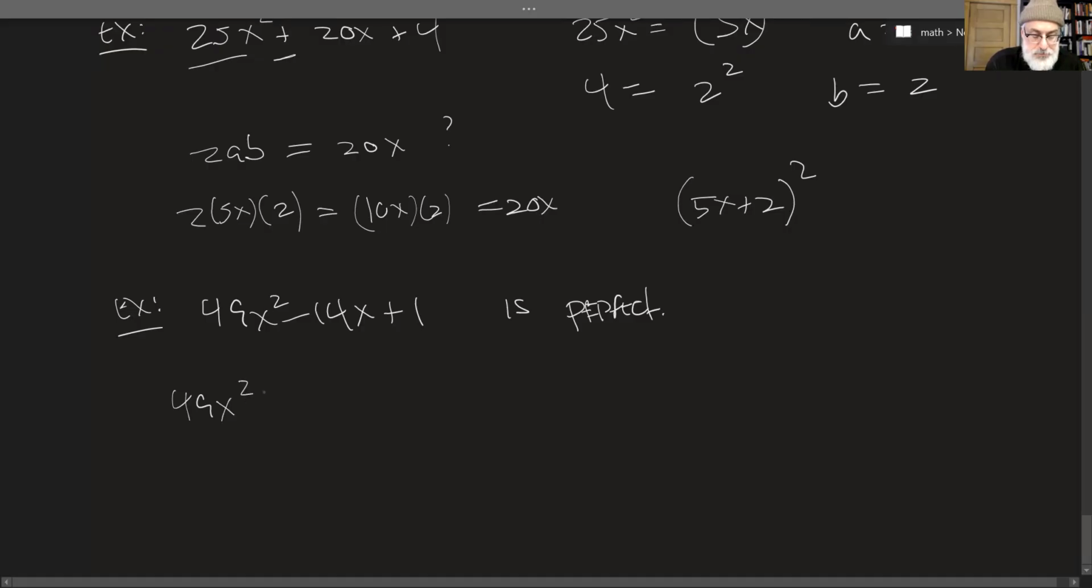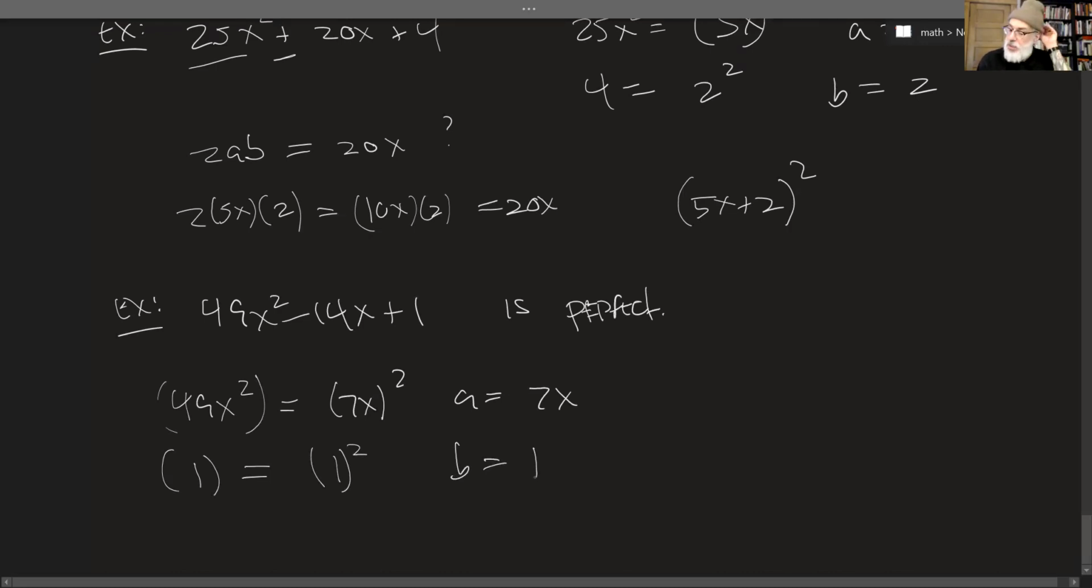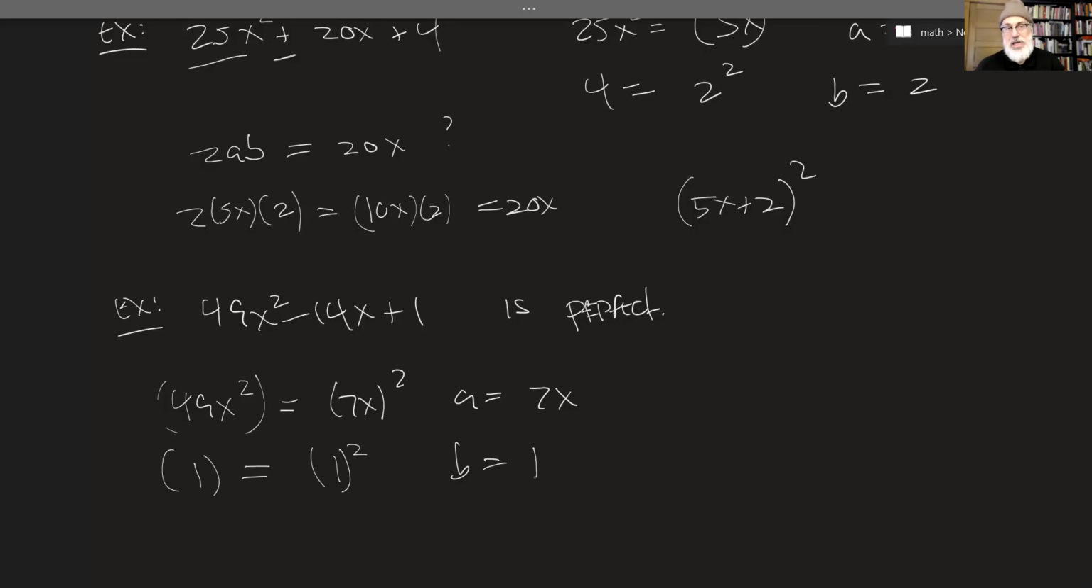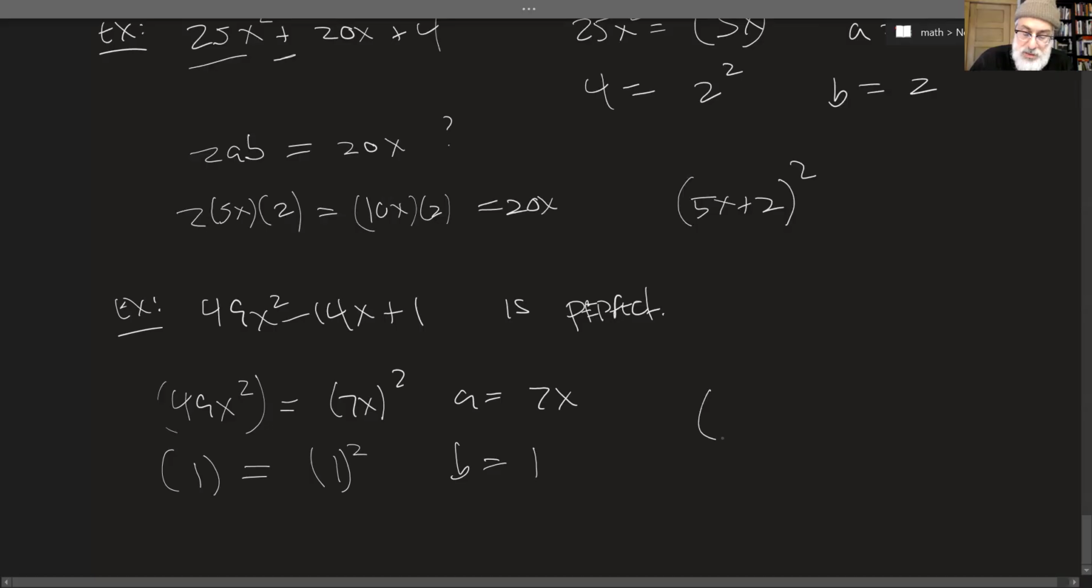So is this perfect? Well, we know we can write this as (7x) squared, where a is going to be 7x. And 1, well, 1 we could always write as 1 squared. Kind of cheating, but that's how it is. So that's b is 1. Now, 7x times 1 is 7x times 2 is 14x. So yes, we can use this form because the middle term works. So that means we can take (7x minus 1) squared. It's a factorization of 49x squared minus 14x plus 1.